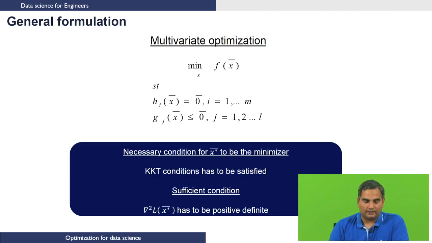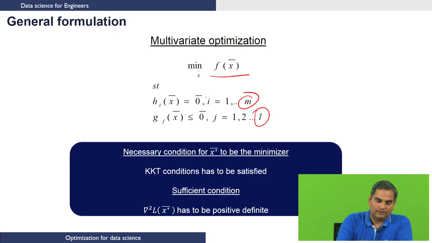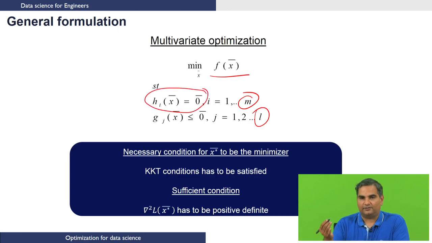So, a general multivariate optimization problem has both equality and inequality constraints. So, I have the objective function, I have m equality constraints and L inequality constraints. Notice that we can always write the equality condition in this form where I have 0 on the right hand side, because if I have something on the right hand side I simply move it to the left hand side and get a 0 on the right hand side.